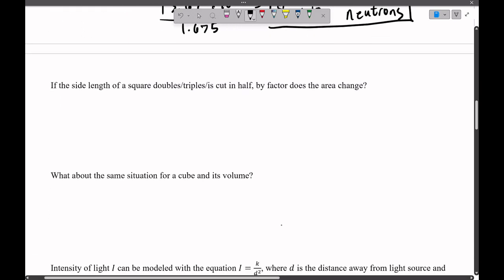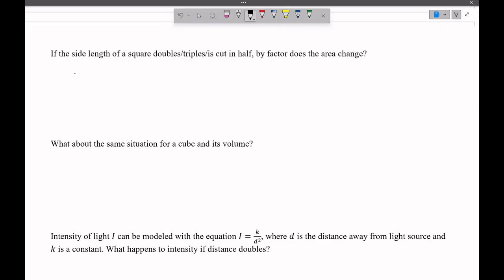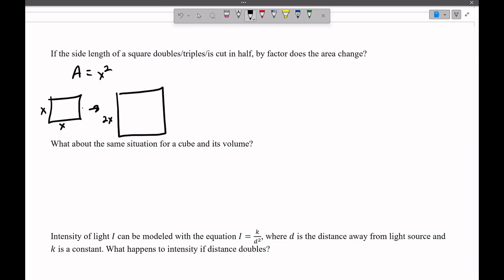Okay, if the side length of a square doubles, triples, or is cut in half, by what factor does the area change? Well, we know that the area of a square is x squared, where if we have a square, the side length is x. So what happens if we go from this to 2x? Of course, all the sides are the same because I specified this shape as a square. So these are all 2x here. What happens to the area?